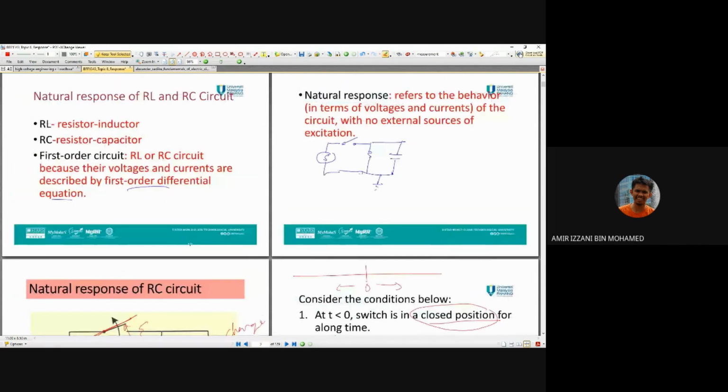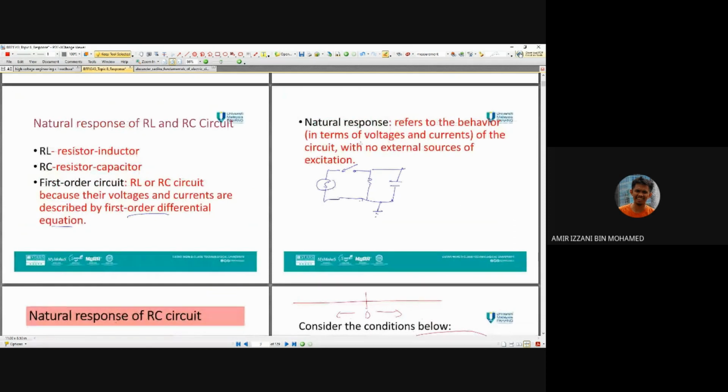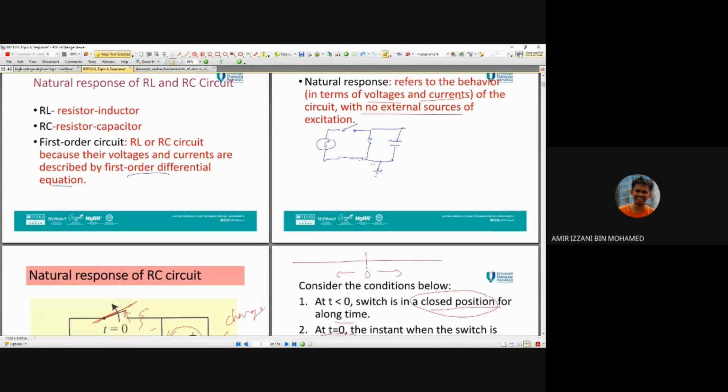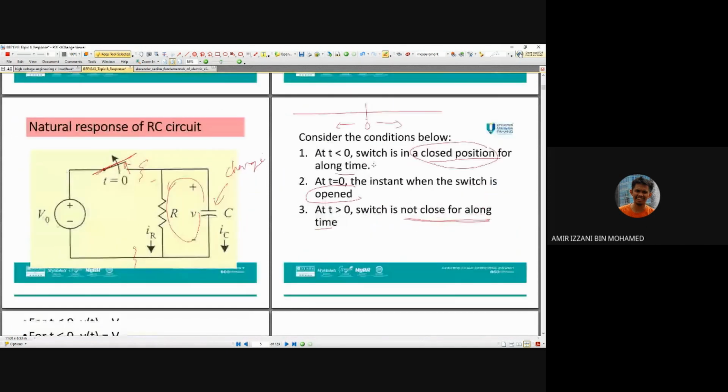Let's go back to the definition. The behavior of voltage and current of a circuit with no external source. With no external source.